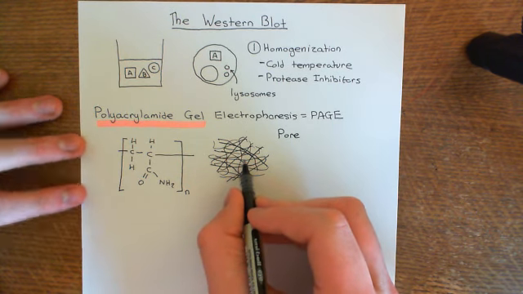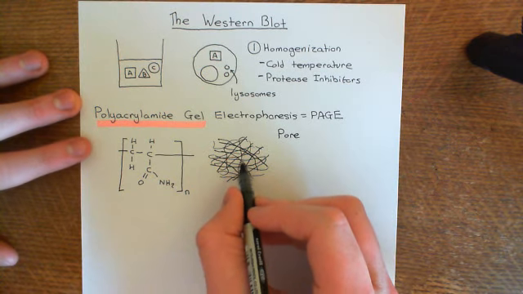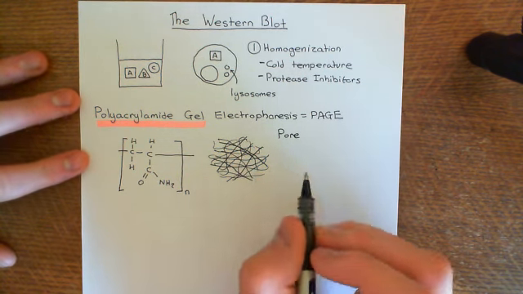Now, you want quite a high density of polyacrylamide because you want the pores to be quite small, because the smaller the pores are, the greater is their ability to separate the different sized proteins, basically.